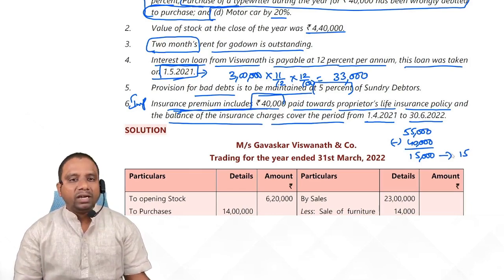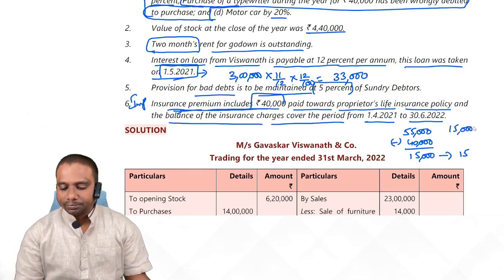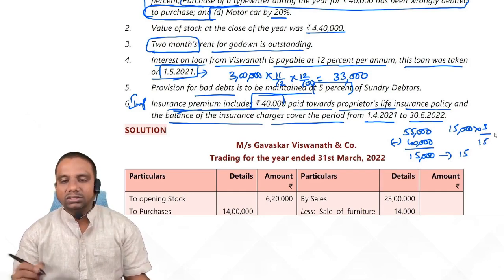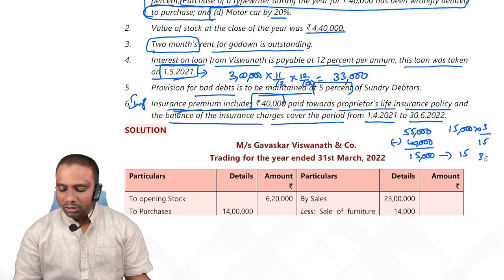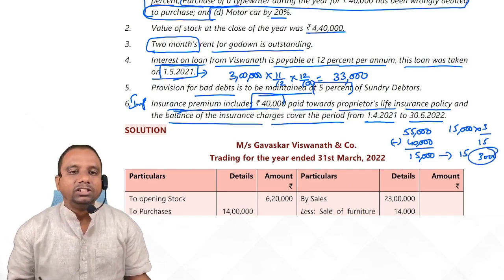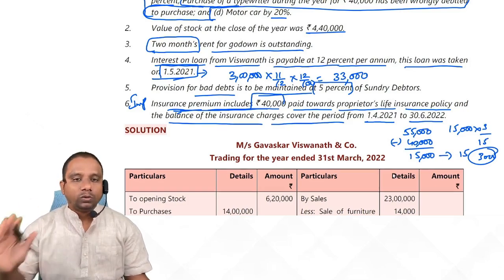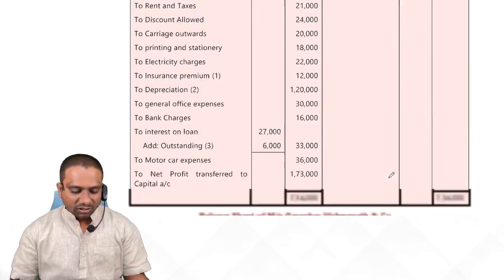So calculate prepaid insurance. Simple. 15,000 into 3 months is the prepaid, na? 3 by total months covered 15. So 3,000 is the prepaid insurance. This is shown on the asset side of the balance sheet. In the P&L account, we show only 12,000 rupees. That is the important adjustment in this problem.